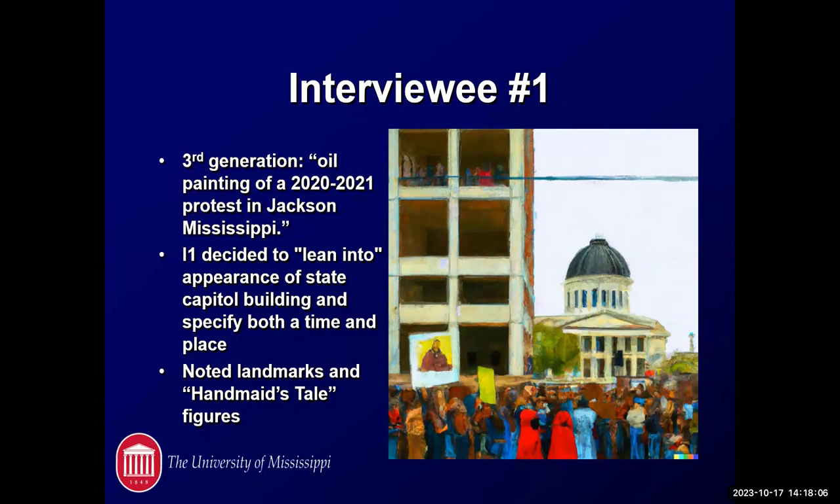The things that they remarked upon the most here were the appearance of some landmarks. This is once again the Capitol that you can see there in the middle. That large structure to the left is a parking garage that actually exists in Jackson, Mississippi. And in the foreground, you can see there are what appear to be two figures in red robes.